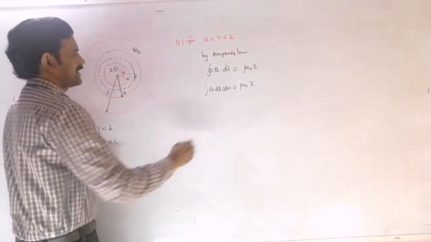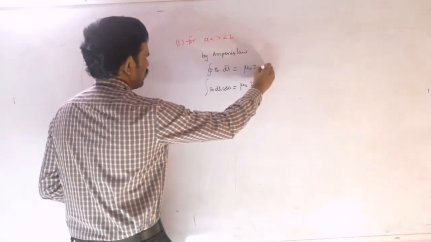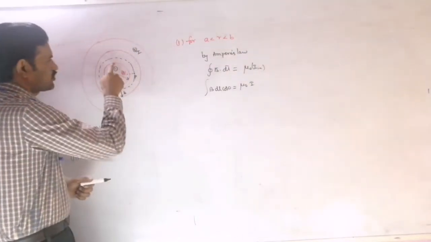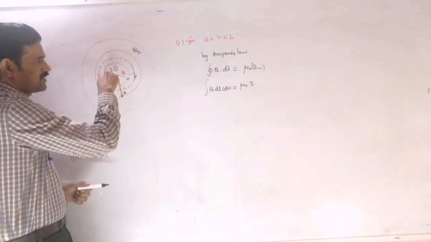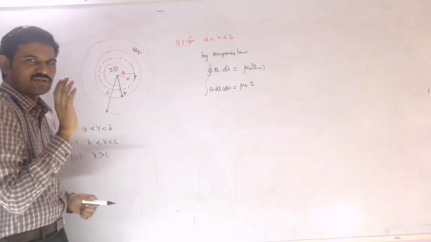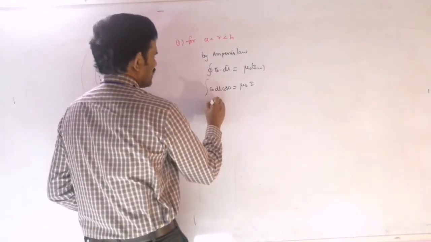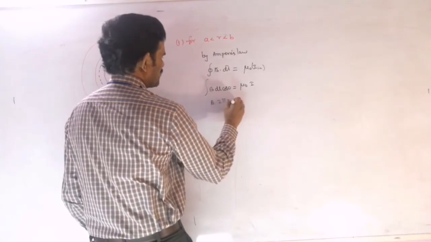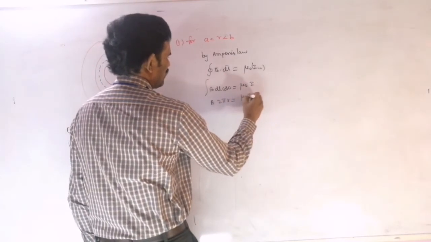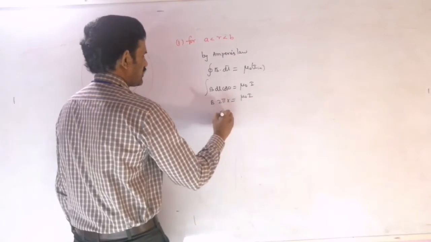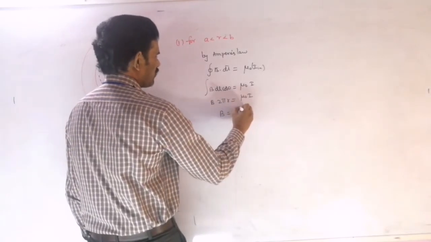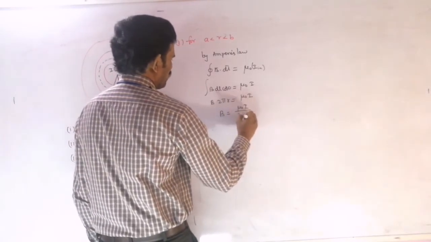This I is nothing but the current enclosed here. The current enclosed is only this current here, only I. And so now this equation is B into 2 pi r is equal to mu naught into I. Therefore the magnetic field at that point will be equal to mu naught I by 2 pi r.